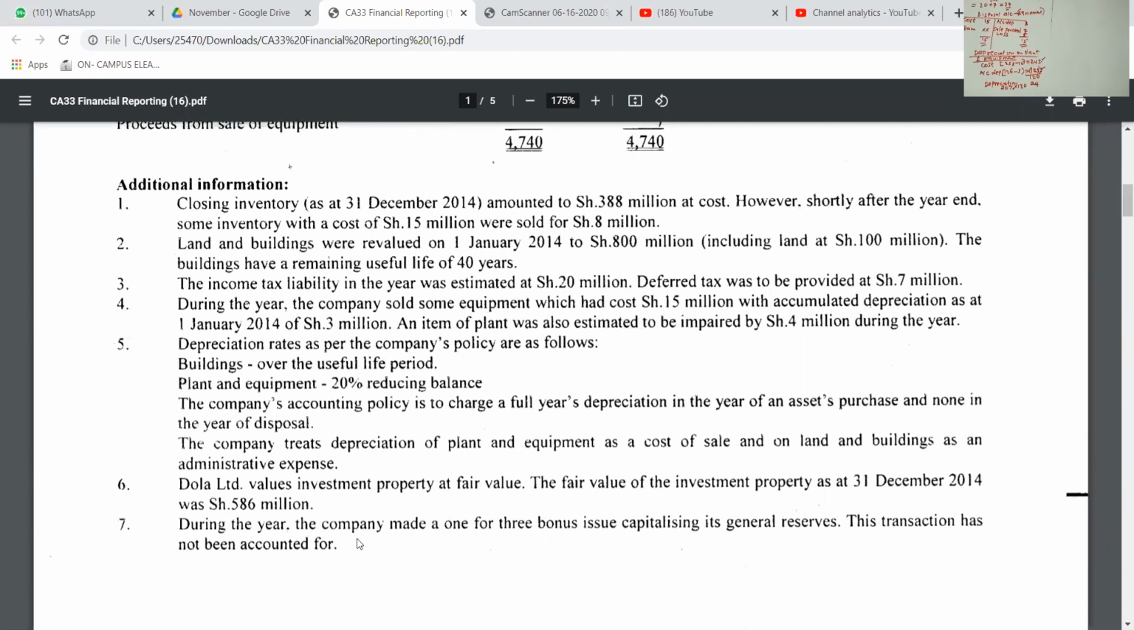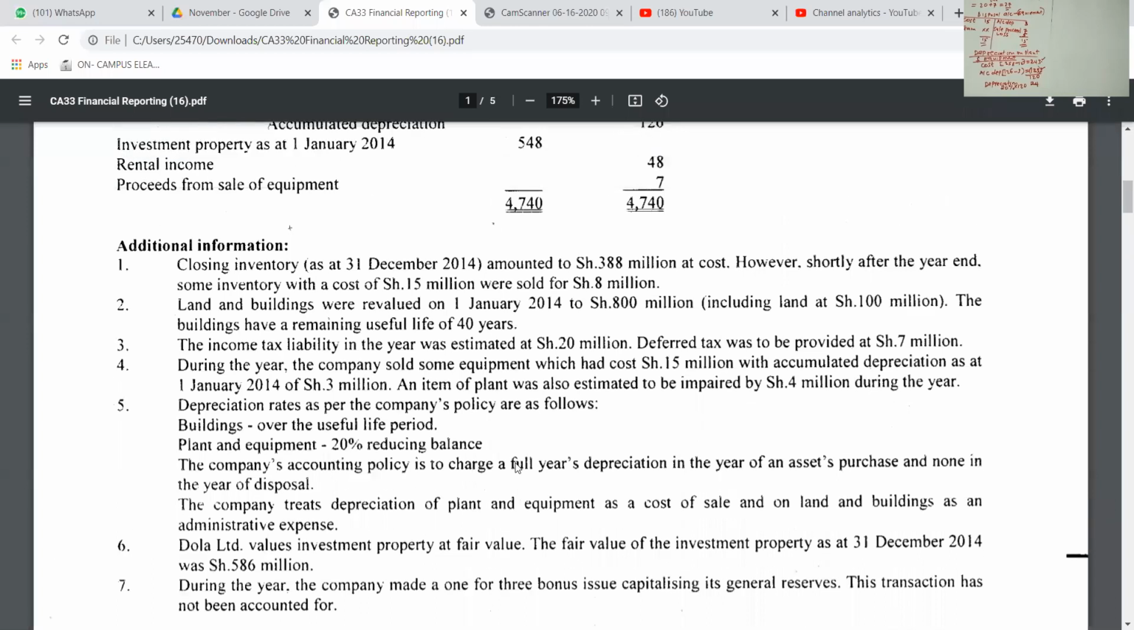Note 6, the company values investment property at fair value. The fair value of investment property was 586. I said that when intangible assets increase in value, that one is just a normal income, other incomes. But if it was tangible, like land and building, that one is revaluation. We did that for the land and building. But this one, since it's intangible, when it increases in value, we call it other incomes. It will be recorded as normal income before tax is charged.